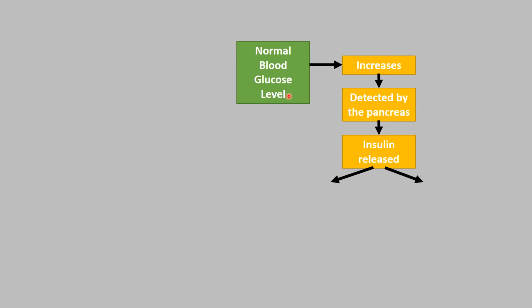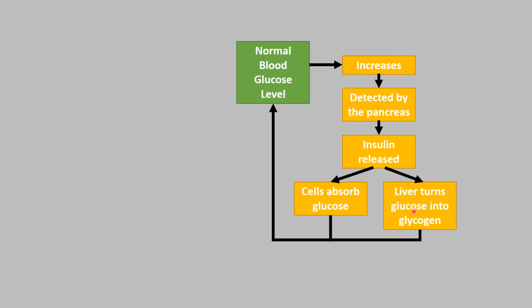Now, insulin is going to have 2 effects. The first one is it's going to cause cells to absorb glucose, which is just going to reduce the blood glucose level straight away. And the other thing that it does is it causes glucose to be taken up and turned into glycogen in the liver, but also in muscle cells as well. And what that does is it reduces the blood glucose level. So blood glucose level will return back to normal, which means that the pancreas detects that it's normal, and so it switches off the insulin production. So we've got that negative feedback loop that we looked at last time.